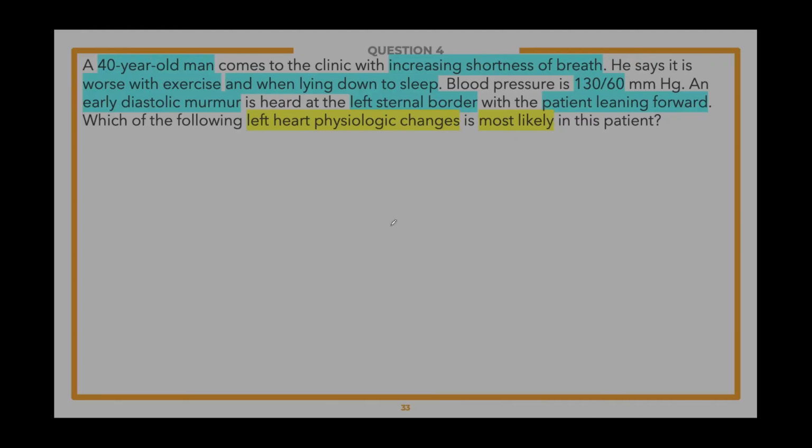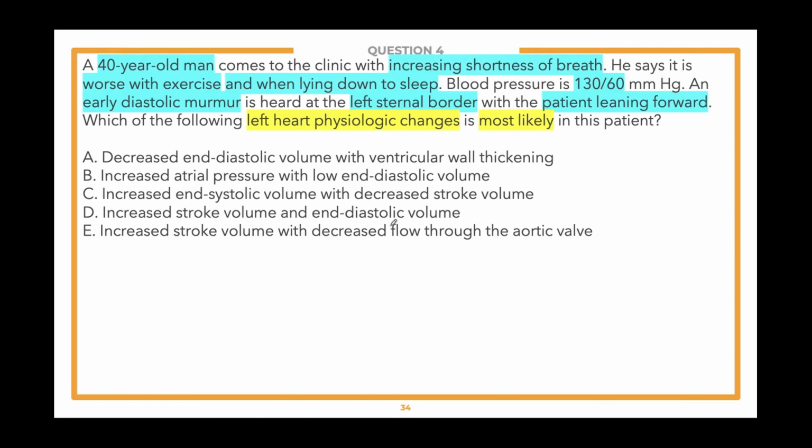Once again, starting at the bottom and working our way up to the top. Answer choice E, increased stroke volume with decreased flow through the aortic valve. D, increased stroke volume and end diastolic volume. C, increased end systolic volume with decreased stroke volume. B, increased atrial pressure with low end diastolic volume. And A, decreased end diastolic volume with ventricular wall thickening.